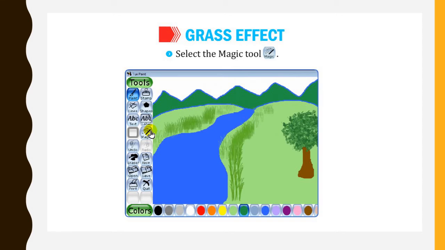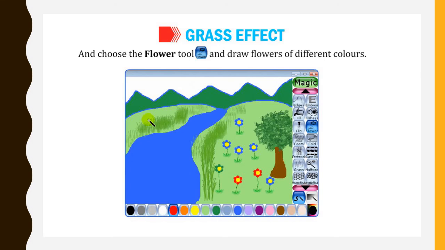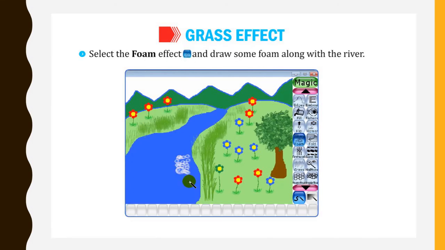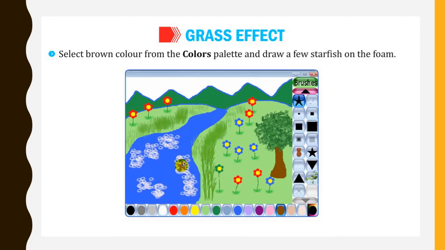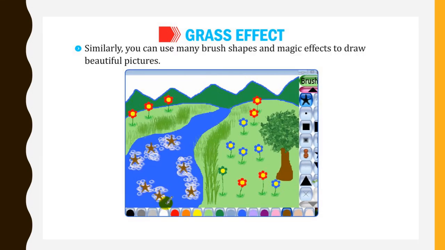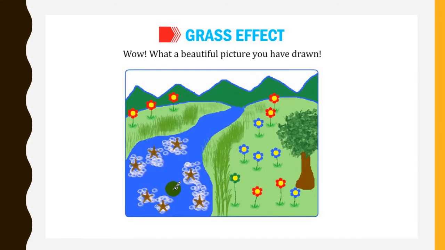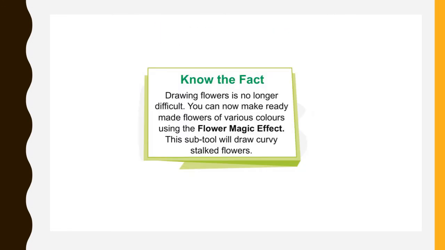tree. Select the magic tool and choose the flower tool and draw flowers of different colors. Select the foam effect and draw some foam along with the river. Select the paint tool from the subtool box and choose the starfish shape. Select brown color from the colors palette and draw a few starfish on the foam. Similarly, you can use many brush shapes and magic effects to draw beautiful pictures. Wow, what a beautiful picture you have drawn.